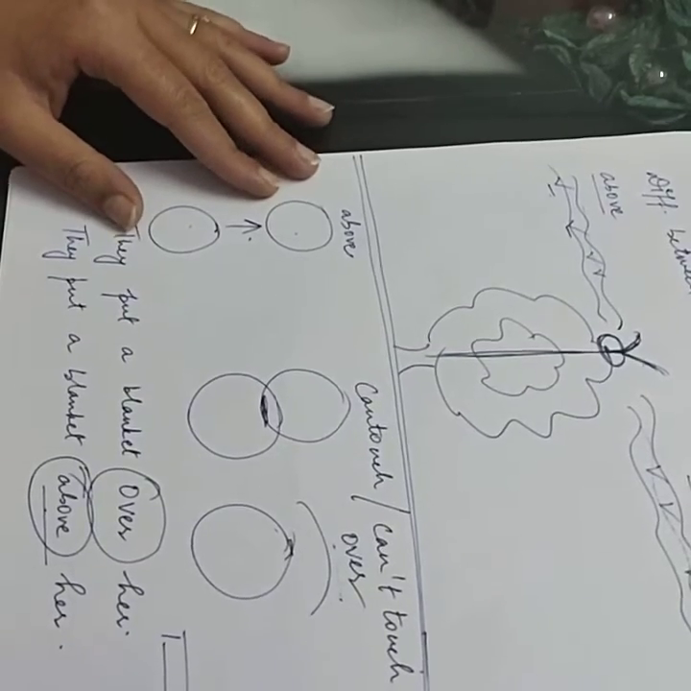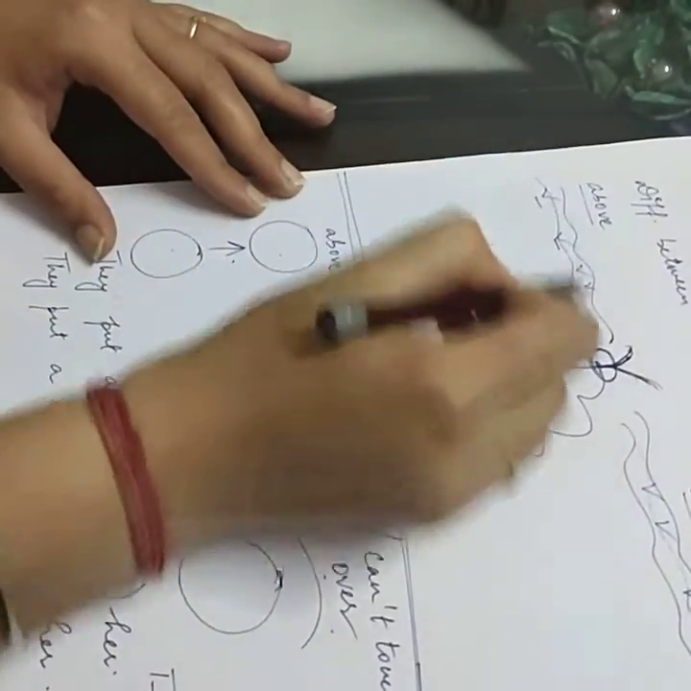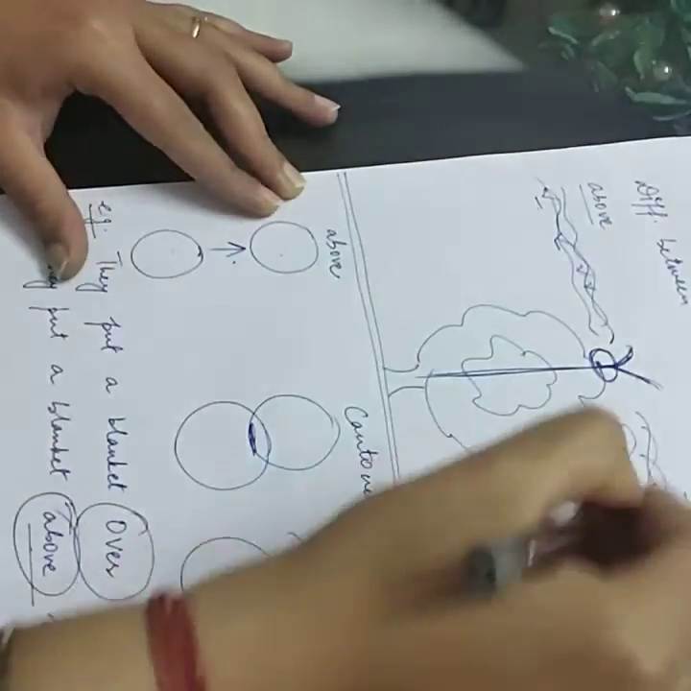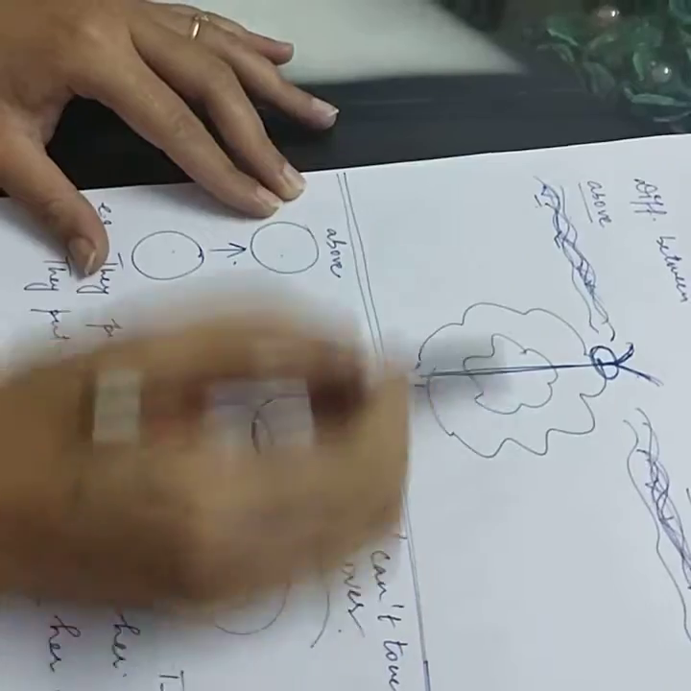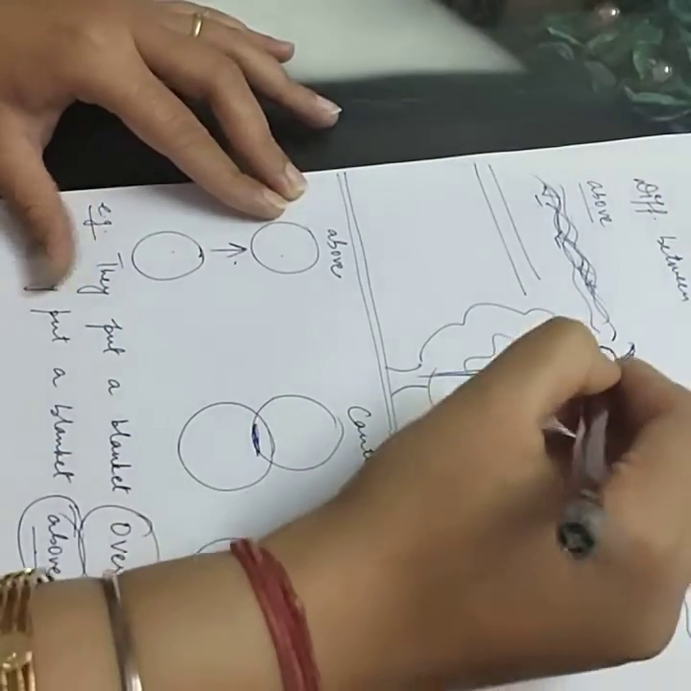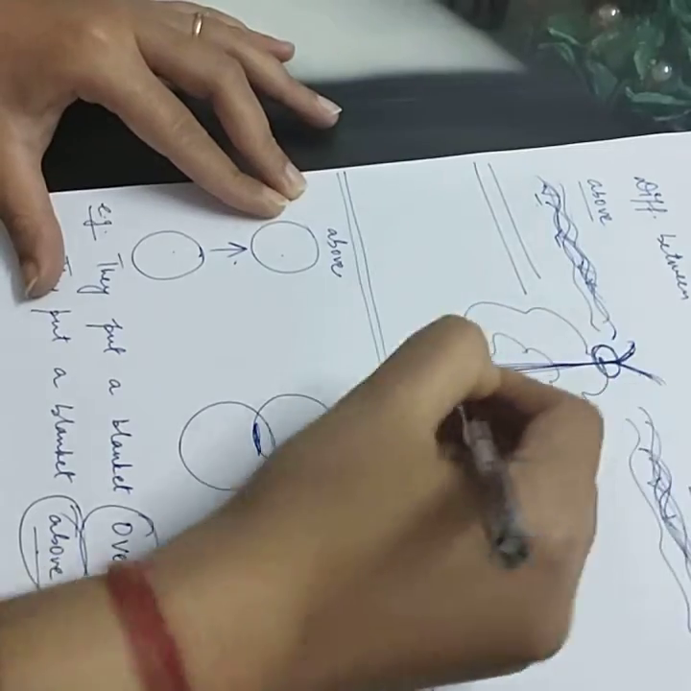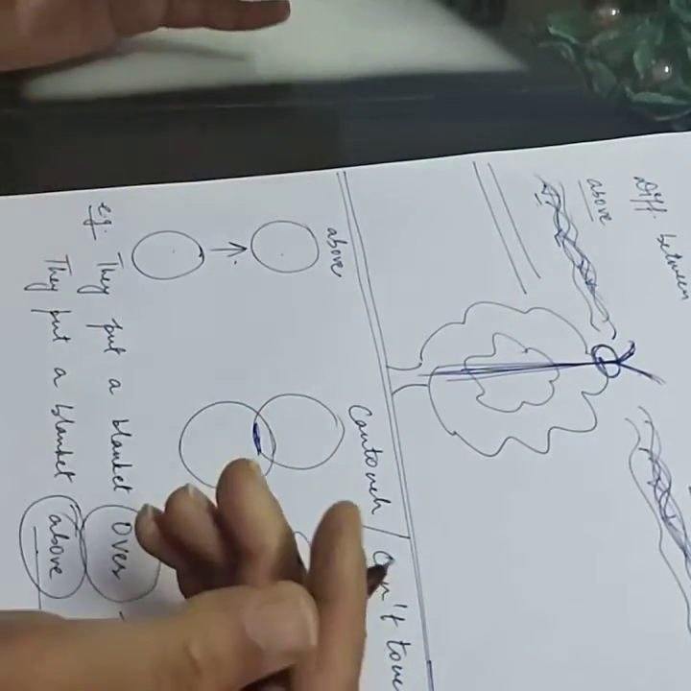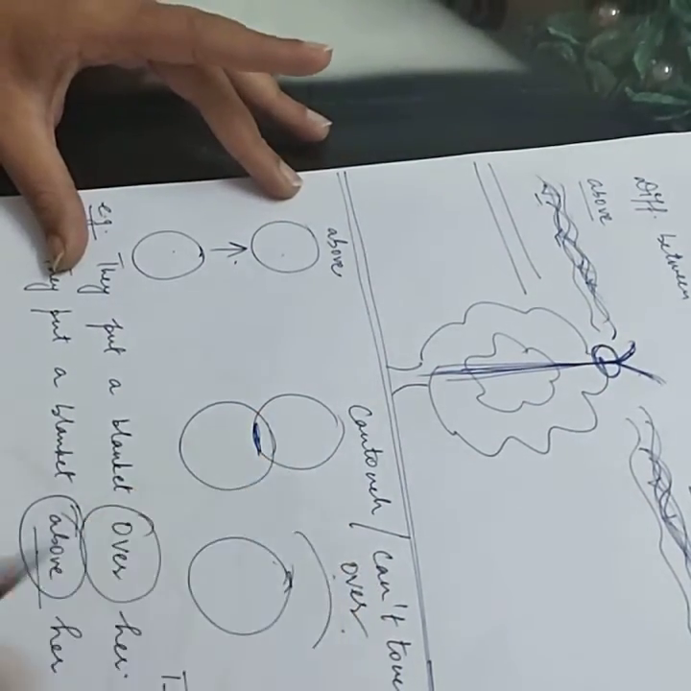Normally we use above when we talk about horizontal surfaces. That's why we are saying the bird is above the tree. So when we talk about horizontal surfaces, we use above, and when we talk about vertical surfaces, we use over. However, exceptions are always there in language.